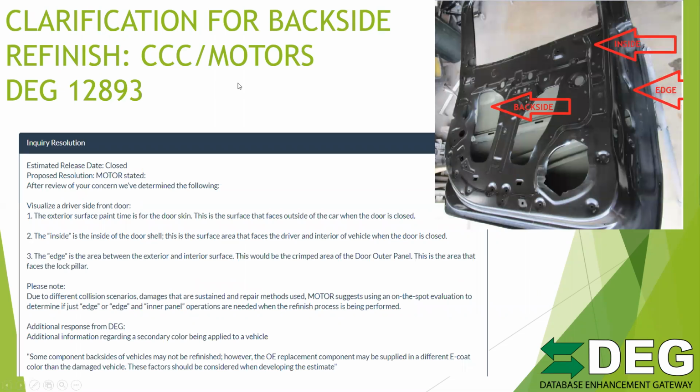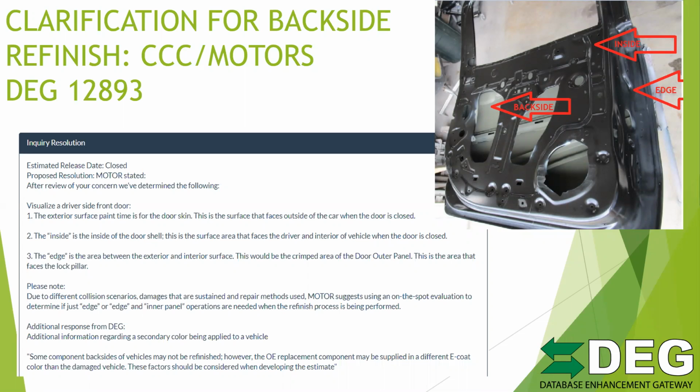This is probably one of my favorite inquiries and clarifications from the database from CCC when it comes down to refinishing. This one was an inquiry submitted, again asking for clarification on where the outside is, where the inside is, where the edges are, and what is the backside. And you can see, with the picture example, CCC actually confirmed the specific areas of what is considered those areas of the panel.